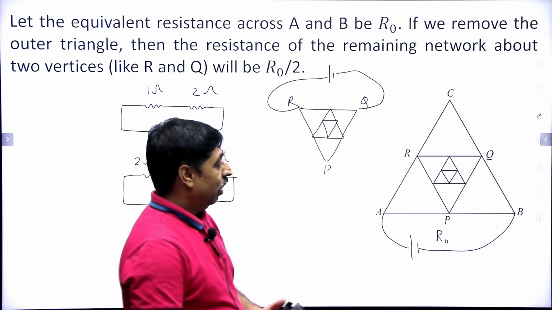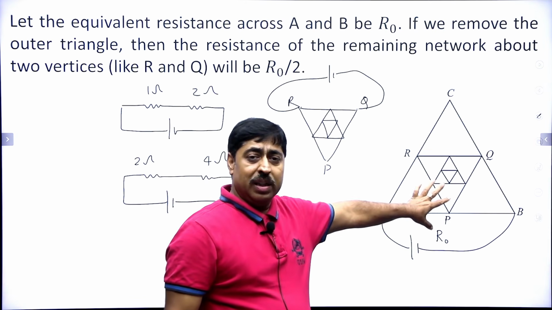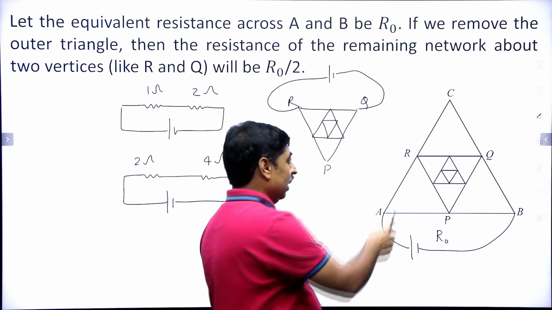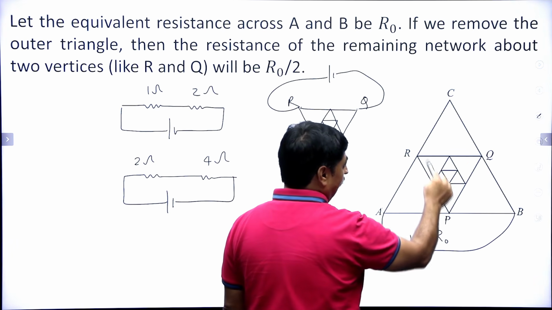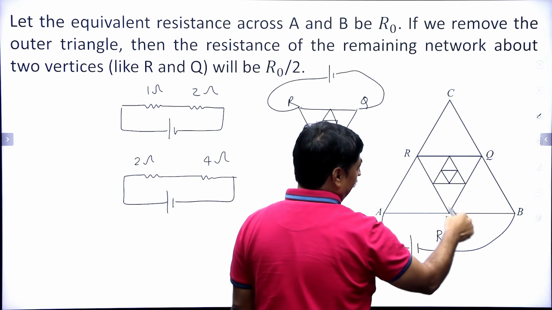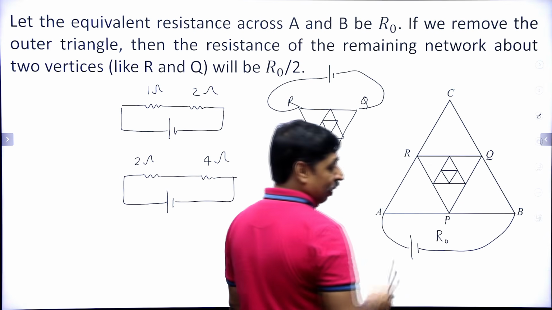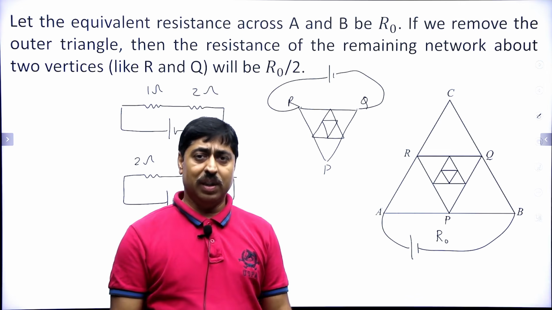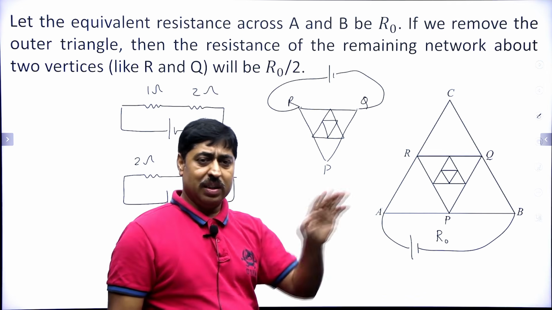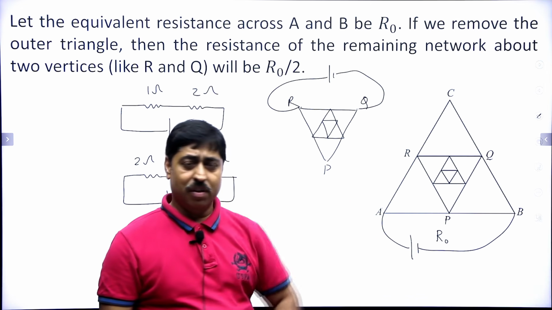What it means? If I show a circuit like this to a student and tell him that this resistance is 1 ohm, this is 1 ohm, then he will understand that this is half ohm, this is half ohm, this is half, and this is 1/4 ohm, 1/4 ohm, so on and so forth, because resistance is proportional to length of the wire, and length of the wire is getting halved in each successive triangle.